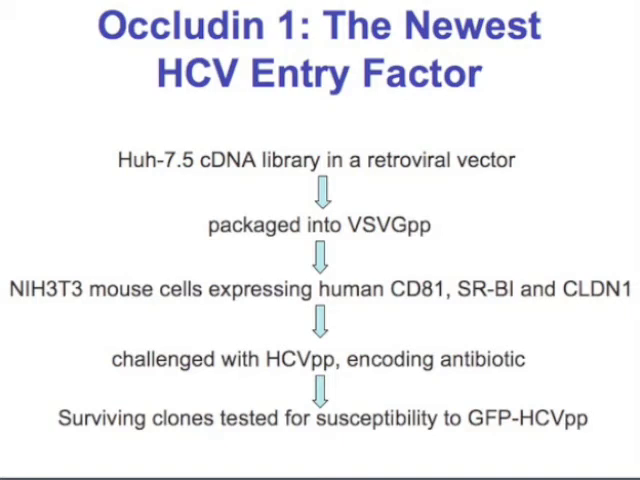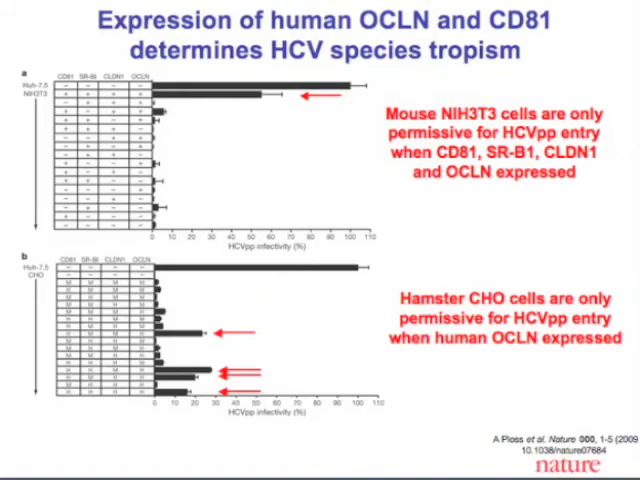So what they did is they then challenged with the HCV pseudoparticles, including an antibiotic, and then they tested surviving clones for their susceptibility to green fluorescent protein labeled HCV pseudoparticles. So the idea here is that if these cells get some cDNA that includes a receptor, it will allow them to be infectable with these HCV fluorescently labeled pseudoparticles. And using this strategy, they found that occludin-1 and CD81 determine HCV species tropism.